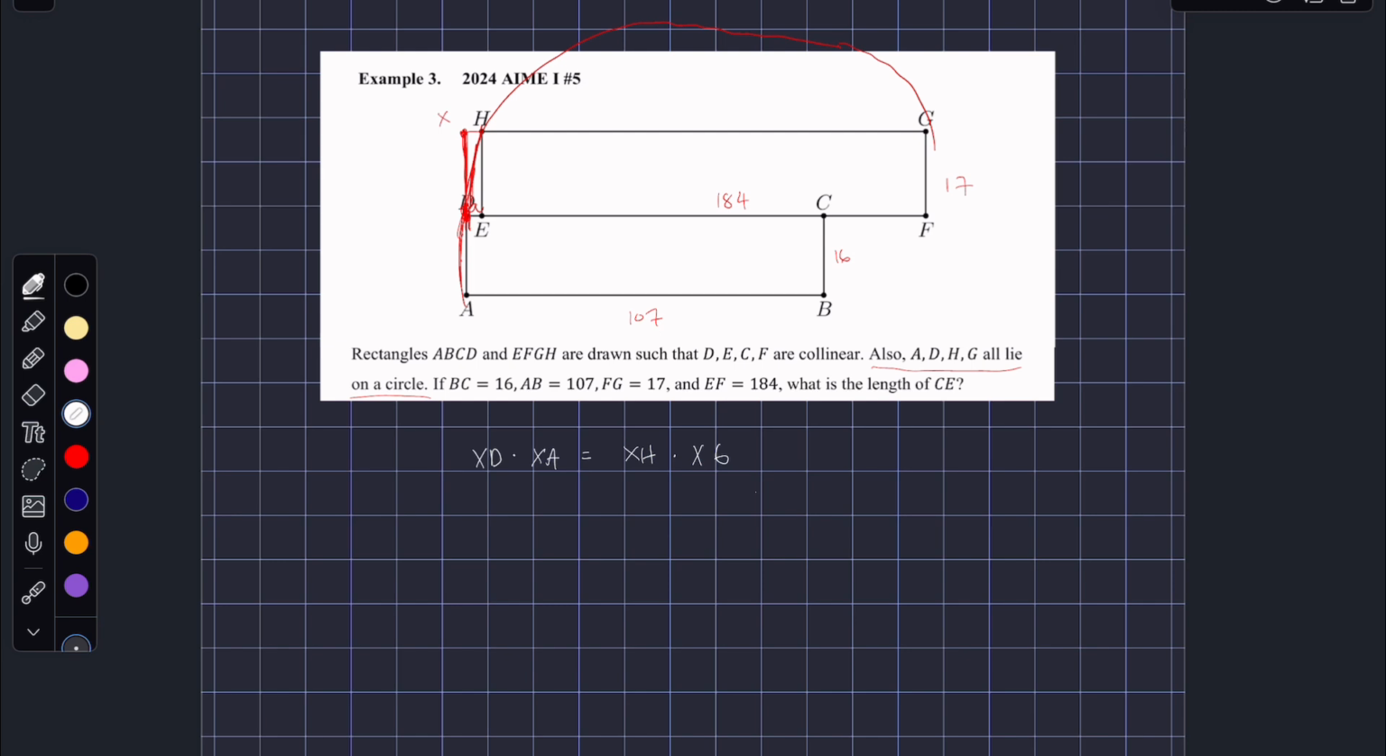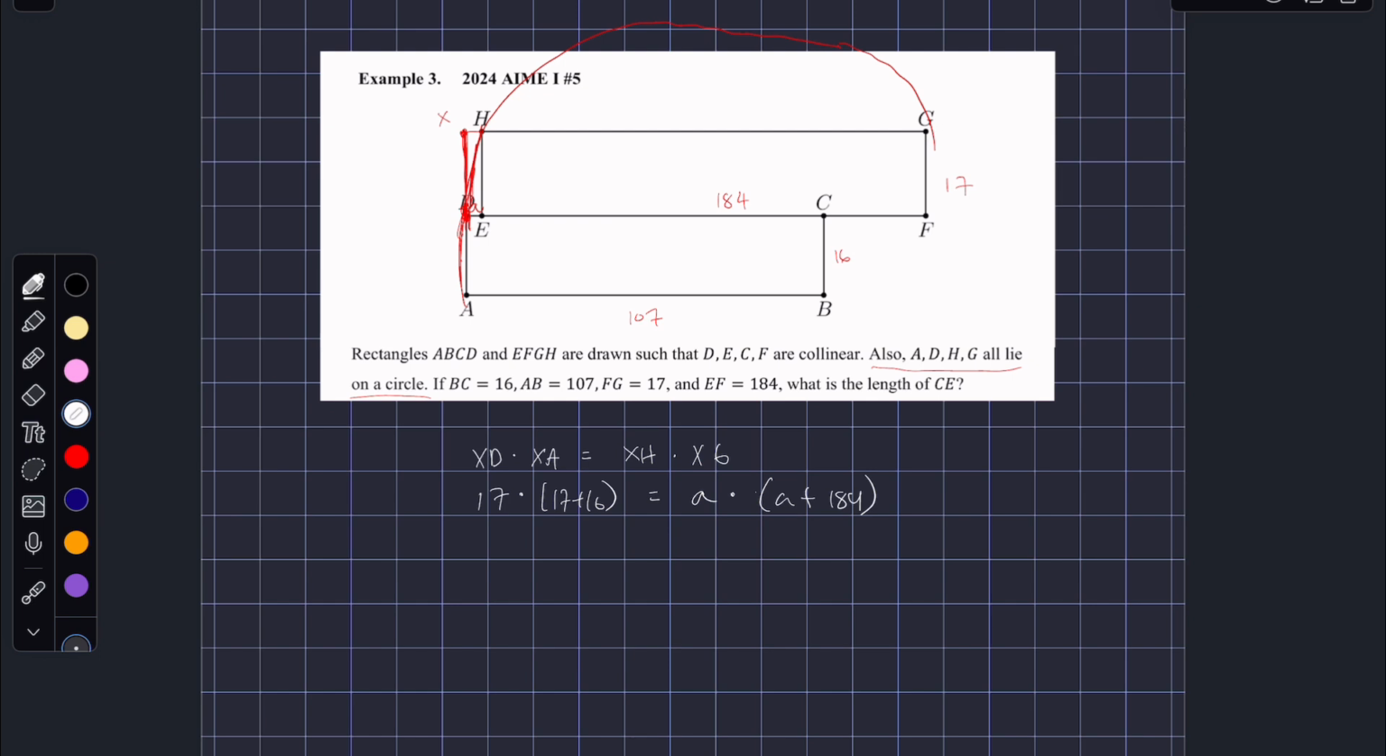And we do know some of these values because they're given. So XD is 17. XA is just 17 plus 16. And then that's equal to XH times XG. XH, earlier we set DE to be A, and DE is equal to XH. So A times, and then XG would just be A plus 184.